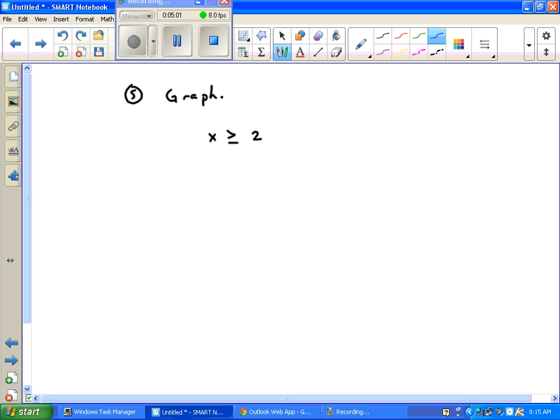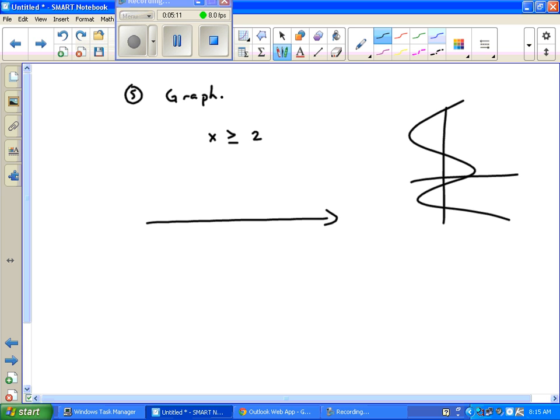Graph x is greater than or equal to 2. So it's only one variable. You're not graphing it on a Cartesian plane. You don't need that since it's only one variable. You're only graphing it on an x number line. Remember, just show 0 and show 2's relation to it. We know it's positive, so it'll be over there on the right-hand side.